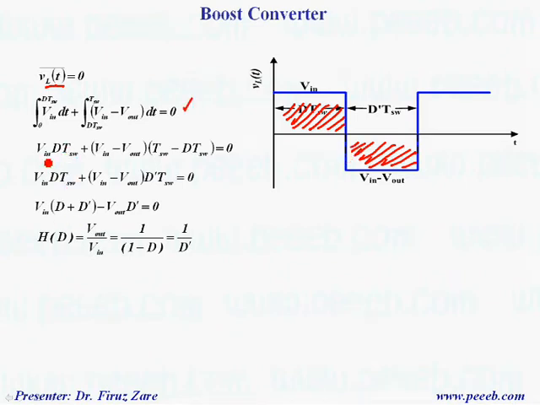So here we can see that input voltage times duty cycle times switching time, plus this term. When we simplify this equation, finally we find that the output voltage over input voltage equals 1 over D prime. So in this case, by changing D prime, we can change the conversion ratio.